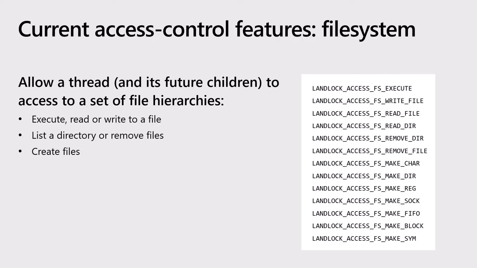Landlock enables protecting user data from unauthorized access or disclosure by making it possible for threads and future children to only allow access to a set of file hierarchies. The rights are the access rights to execute, read, or write to a file, list a directory, remove files, or create files according to the type.